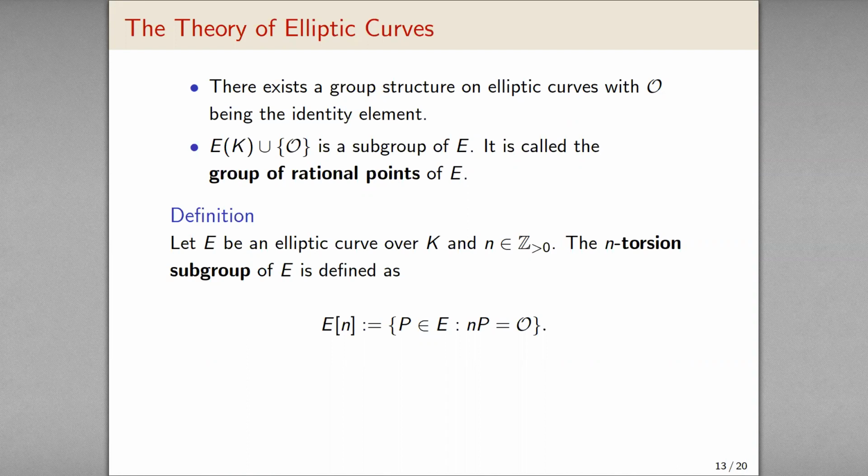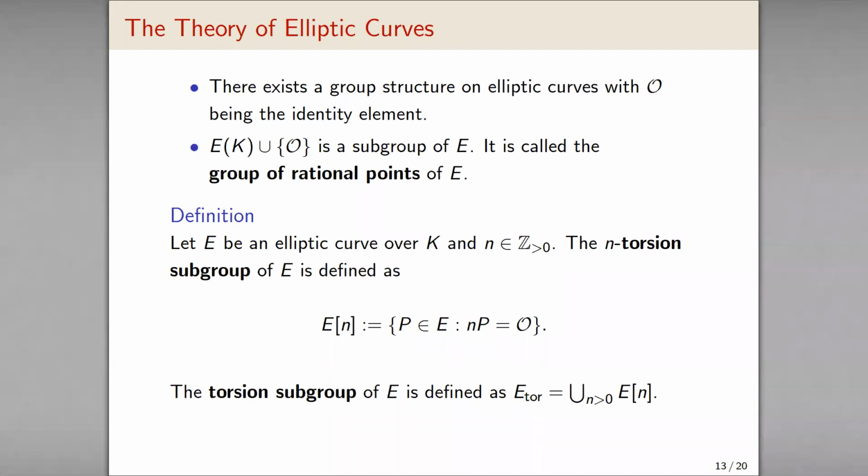If E is an elliptic curve over K and n is a positive integer, then the n-torsion subgroup of E is defined as the set of all points P in E such that n times P is O, the identity element. Or equivalently, we can define the n-torsion subgroup as the set of all points whose orders divide n. The torsion subgroup is simply the union of all n-torsion subgroups. And we know that the n-torsion subgroup is finite and in particular isomorphic to (Z/nZ) squared.